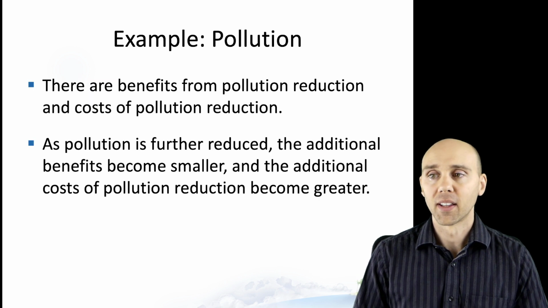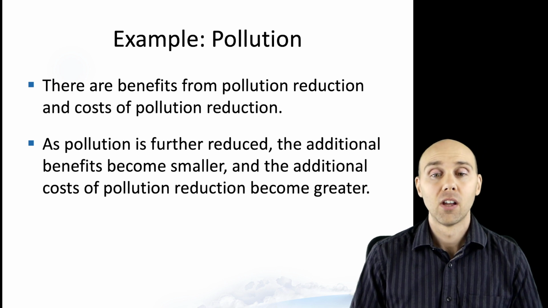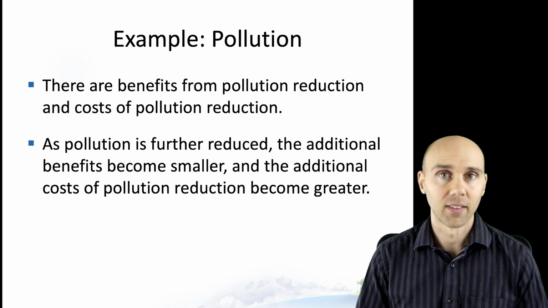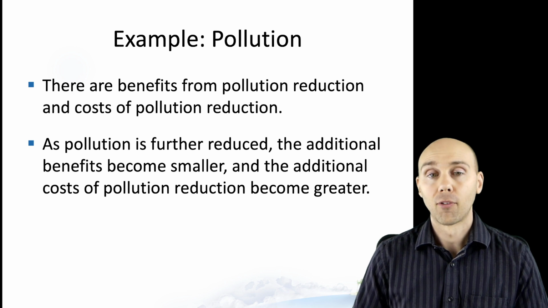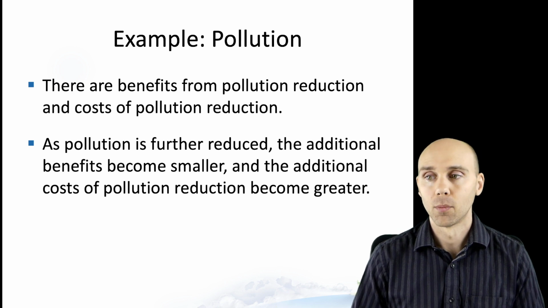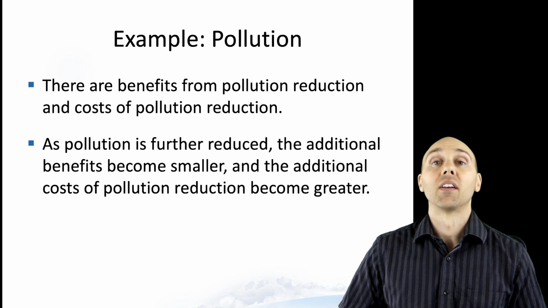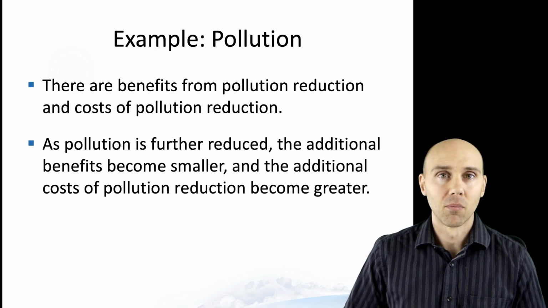So we'll go back to pollution again. Now we know that there are benefits from reducing pollution, but we know that there are also costs to firms to try to reduce that negative externality, that environmental damage. And they may differ from firm to firm as well. And we'll see that that's important. So as a firm tries to get greener and tries to continually reduce its emissions, the additional benefits become smaller and the costs become larger.